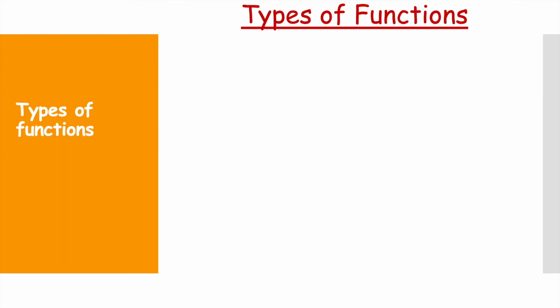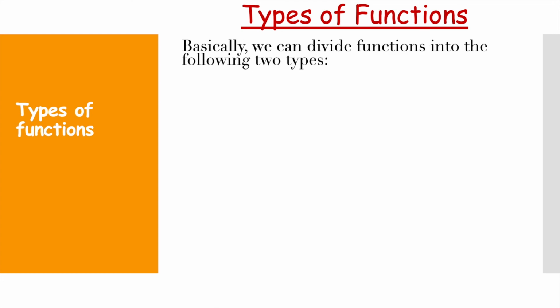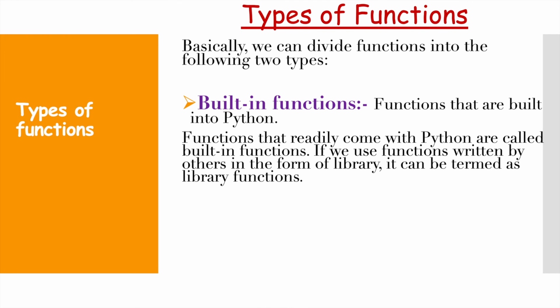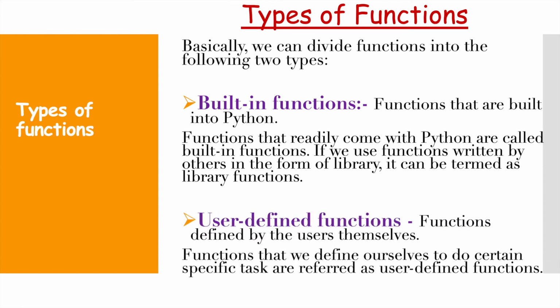Now let's see the different types of functions in Python. Basically we can divide functions into the following two types. One is built-in functions, functions that are built into Python. Functions that readily come with Python are called built-in functions, and if we use functions that are written by others in the form of a library, they can be termed library functions. And the second is user-defined functions, that is, functions defined by the users themselves. The functions that we define ourselves to do certain specific tasks are referred to as user-defined functions.